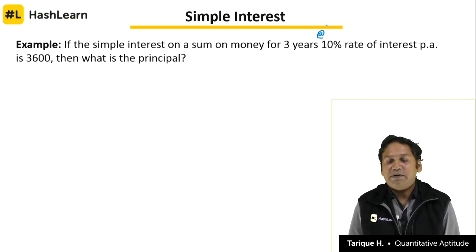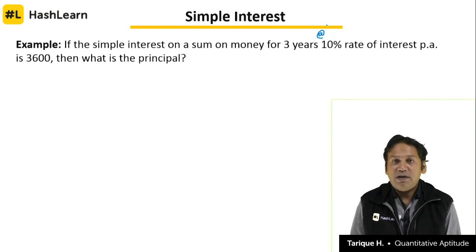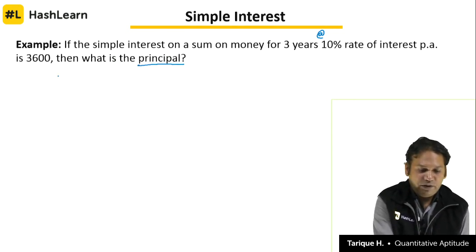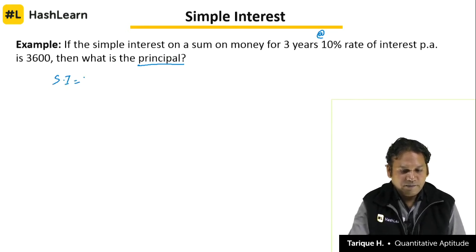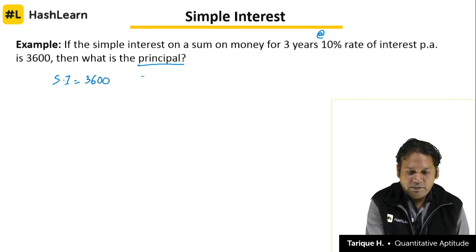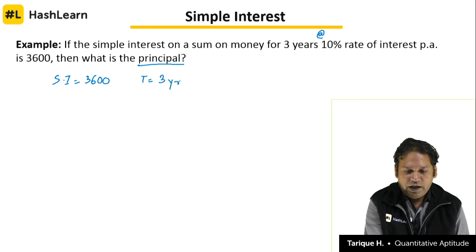So at what rate percent? 10%. What is the principal? We have to find out the principal here. What is given to us? Simple interest is given to you. Simple interest is 3600, and time is 3 years, and rate percent is 10%.